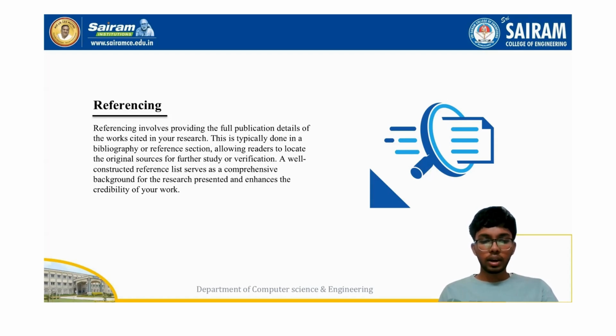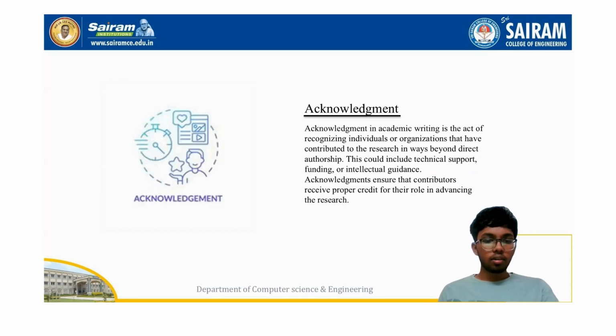Now let's see about acknowledgement. Acknowledgements are usually found at the end of the paper when we want to thank people who helped with the research, such as advisors, colleagues, or funding organizations. So finally, by citing our sources, we are giving proper credit to the original authors for their work and also showing how our research is grounded in previous knowledge.